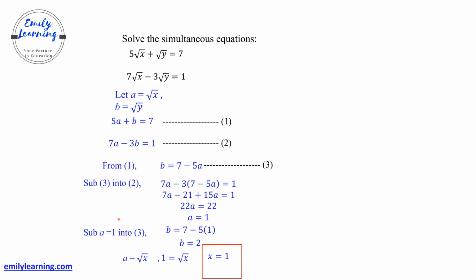Same thing, let's do the same for b. We know b is equal to square root y. So b is equal to square root y. So since b is equal to 2, 2 is equal to square root y, and so y is equal to 4.